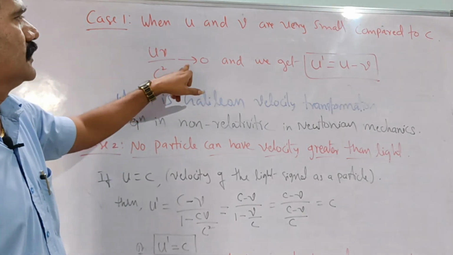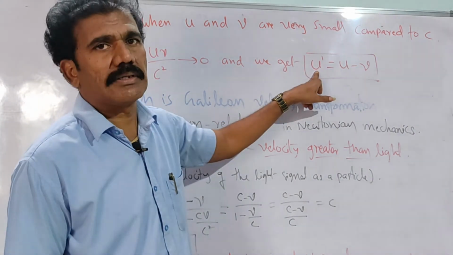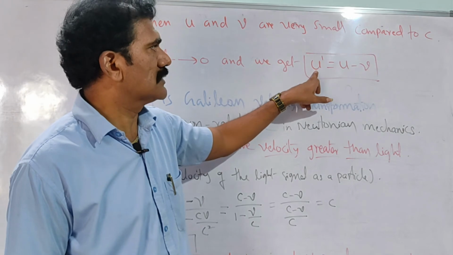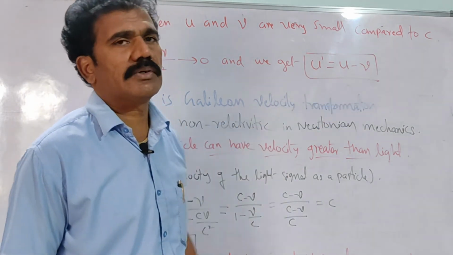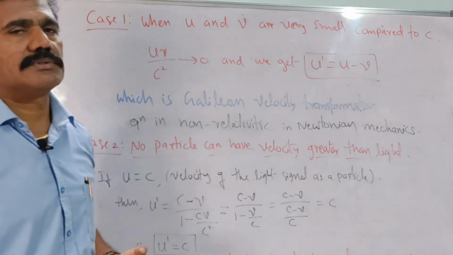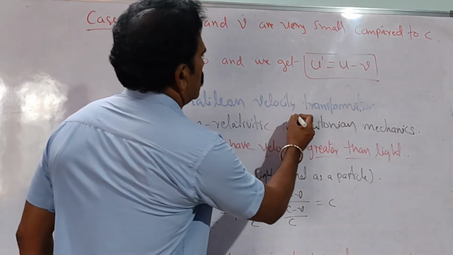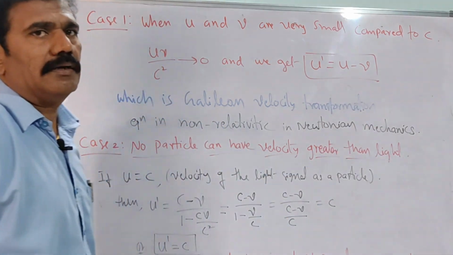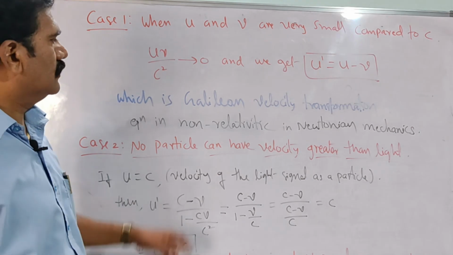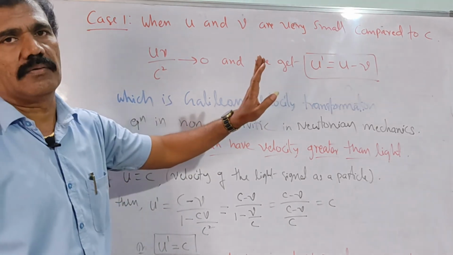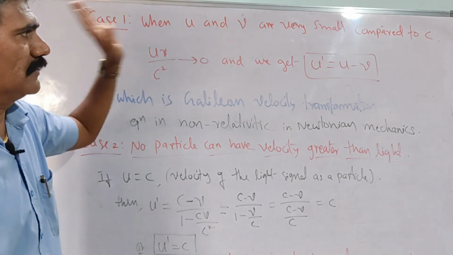Okay, so if it tends to 0, we get only the equation u dash, the velocity of the particle with respect to S dash, u dash is equal to u minus v. So this u dash equal to u minus v is nothing but what? It is the Galilean transformation equation, right? So we call it the Galilean velocity transformation equation. So the Lorentz velocity transformation equation reduces to the Galilean velocity transformation with the condition that u and v are very small compared to c.